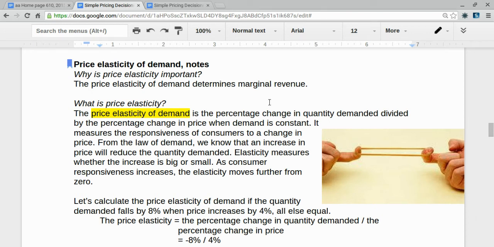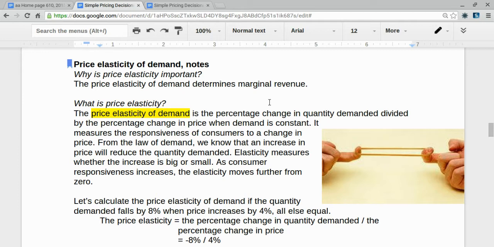So we're going to show in a little bit that a key concept in this discussion about pricing is something called price elasticity of demand. This section of notes is going to start talking about what we mean by price elasticity of demand. Again, its usefulness, I hope, will become apparent in just a few minutes. So it's important because price elasticity of demand determines marginal revenue.